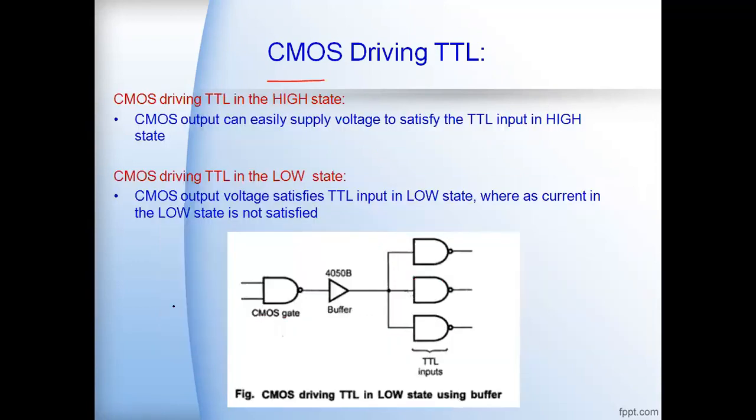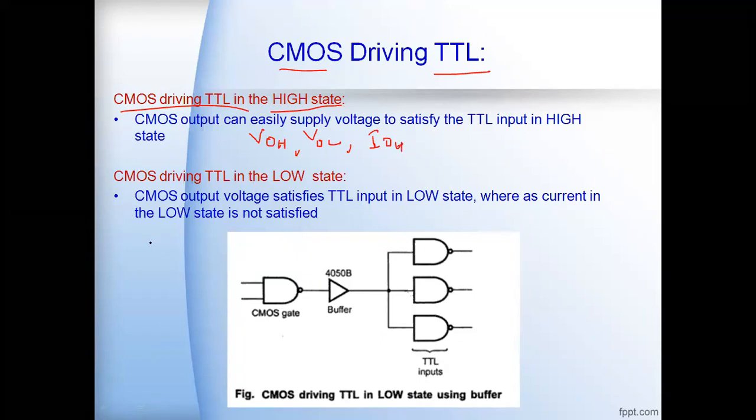Next one. So what is the condition here? The CMOS is driving the TTL. That is the case. The CMOS outputs are driving the TTL inputs. Just now we have seen this. The CMOS driving the TTL in high state, there is no problem with respect to the voltages and currents here. But the problem arises from this case here.